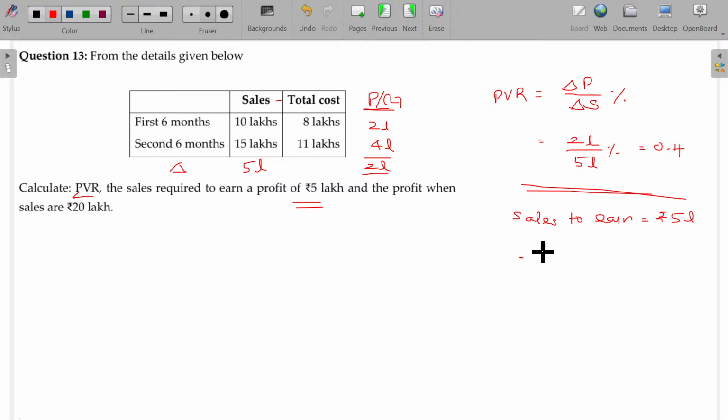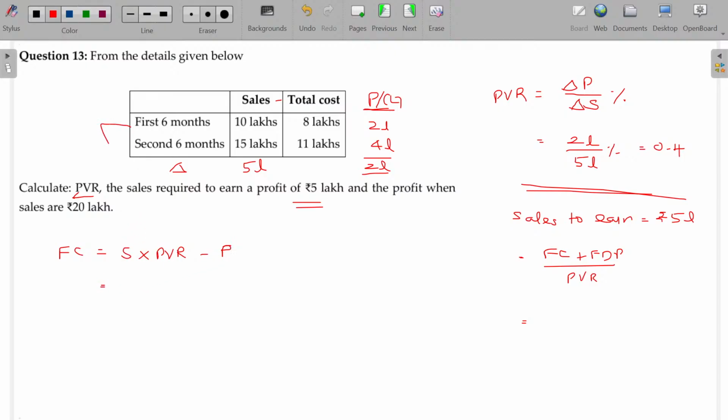How will you get this? Fixed cost plus desired profit divided by PVR. I don't know the fixed cost. The fixed cost in this case is equal to sales into PVR. Sales into PVR is the contribution. From that, if I subtract the profit, I will get the fixed cost. If I subtract fixed cost, I will get the profit, vice versa. So I am going to subtract the profit here to get the fixed cost.